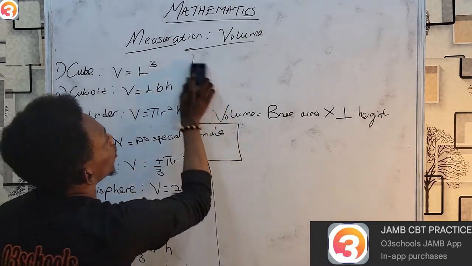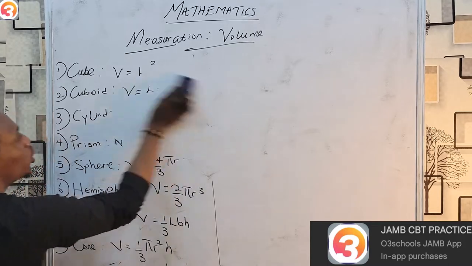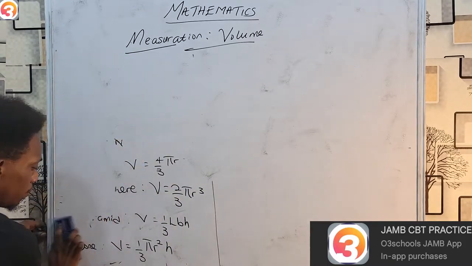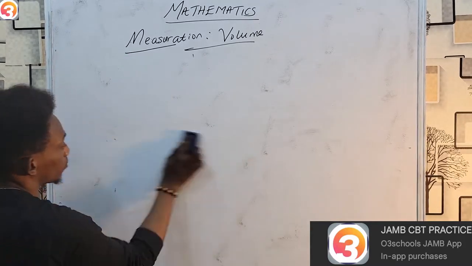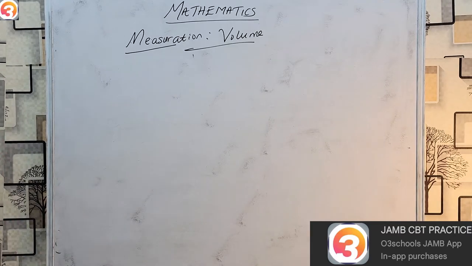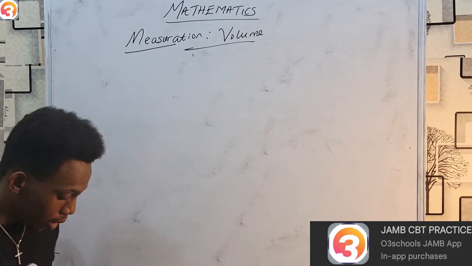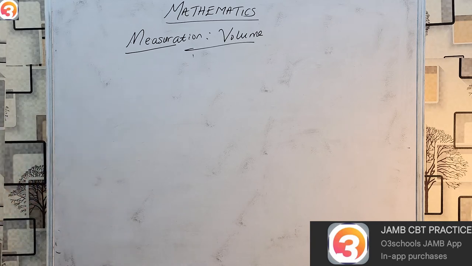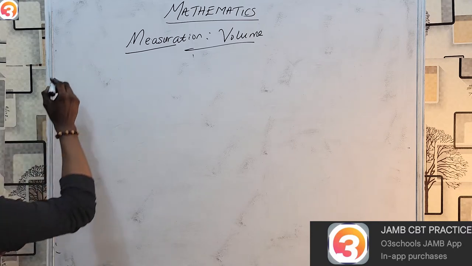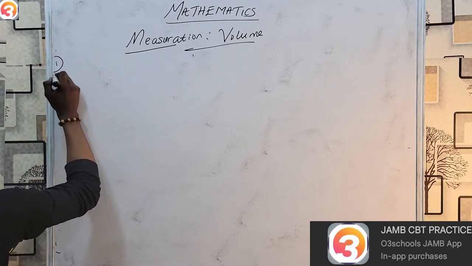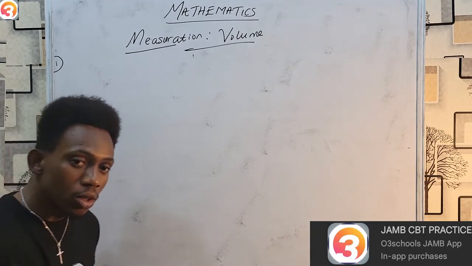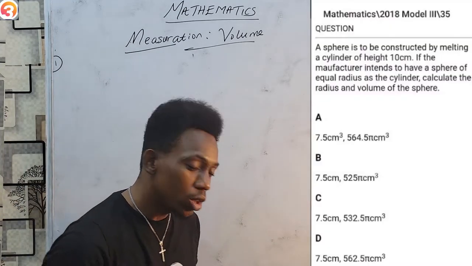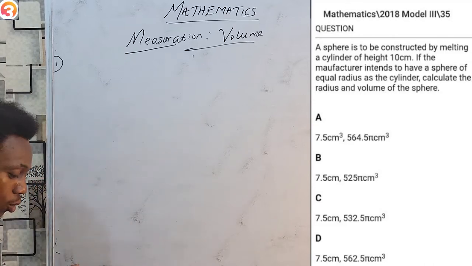As evidence, we are going to open our O3SCHOOLS JAMB app right now and try to solve several of them. It's very, very easy. So let's just get my phone here. Opening our app, yes. Let's start off by solving one from the year 2018, model 3, question number 35.